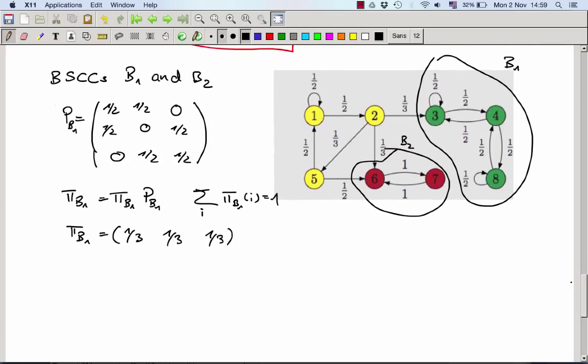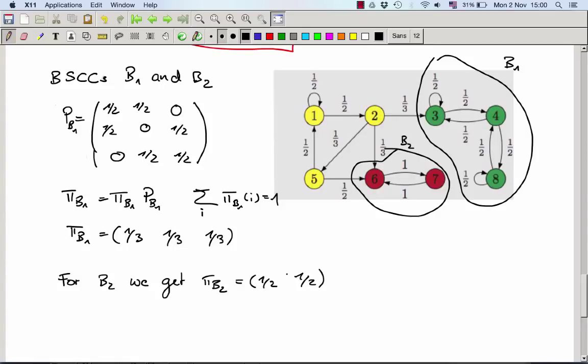Okay, so for B2 we directly see that it must be a half and a half, because in equilibrium you alternate between 6 and 7. Yeah, in each step you make a change. Yeah, you change the state. So it must be pi B2 is a half and a half.